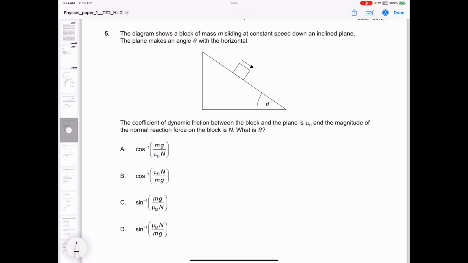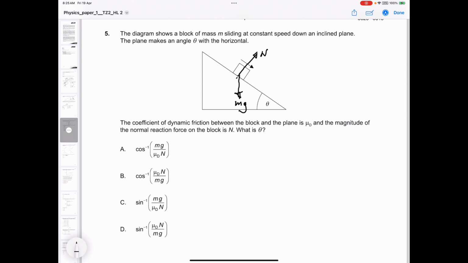Okay, so number 5. This is a very common question in the world of physics and mechanics. It's about a block sliding down a plane. We're given the usual data, theta, mu naught, and n. And we have to find theta in terms of one of these options. So let's look at the block. It's mass m. So let's say this is mass m here. So let's make it into mg for the weight. And then of course we have the normal reaction here, which is n, like this.